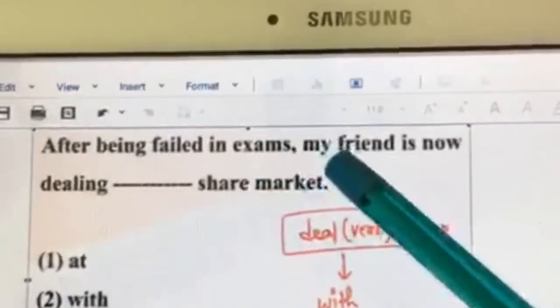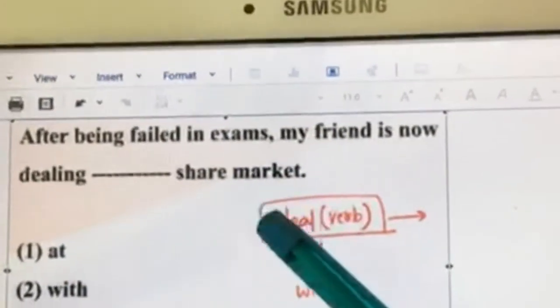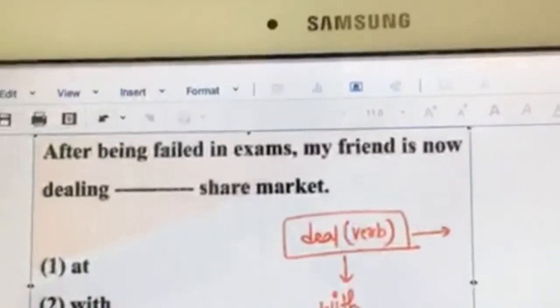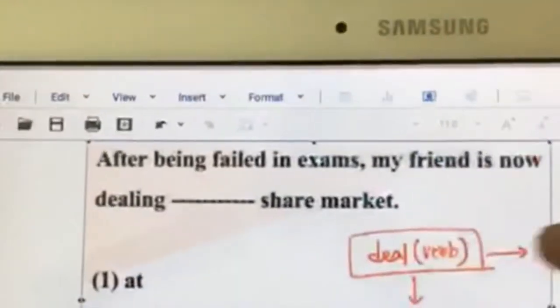Now in this case, share market is like a business. So here it should be deal in, dealing in, right? So the right answer is number 4.